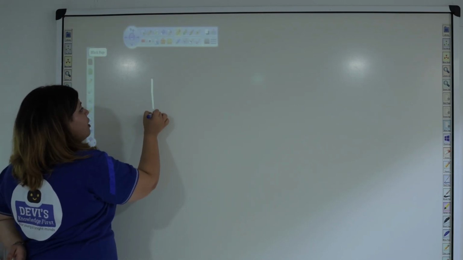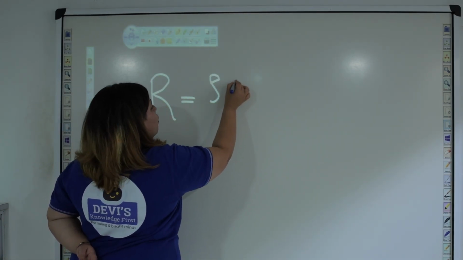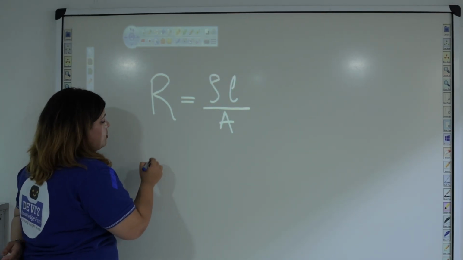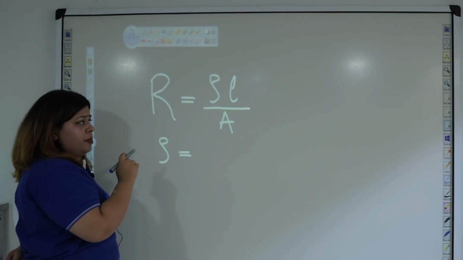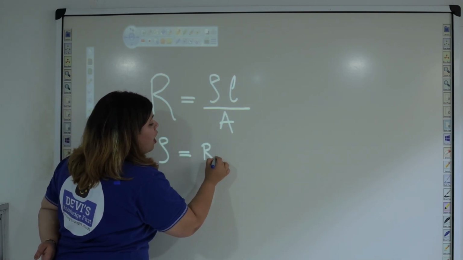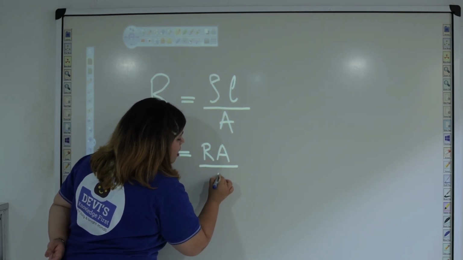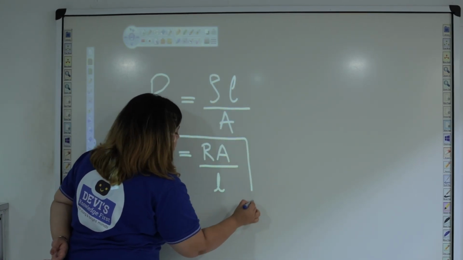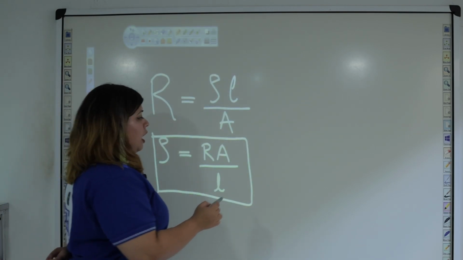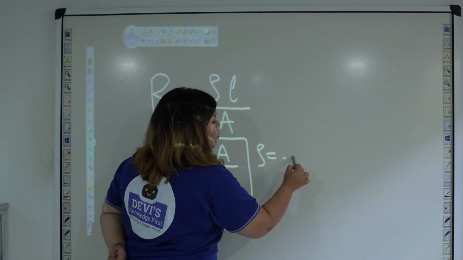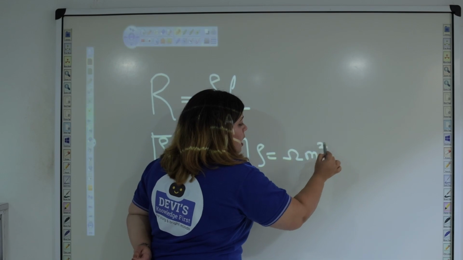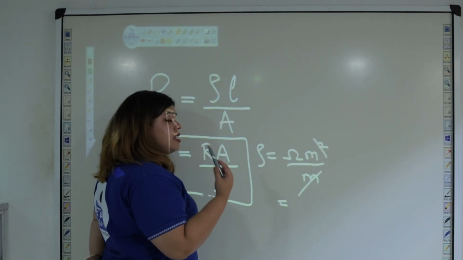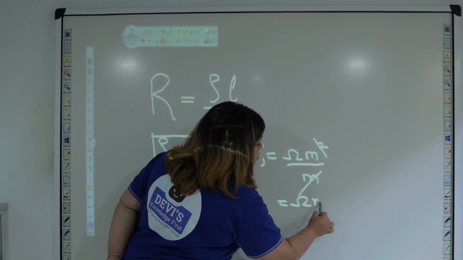Now we learned the formula for resistance as R is equal to rho L by A. What is the formula of specific resistance? You can just rearrange the formula and write it as rho equals R A by L. When I want to get the unit of it, I can say rho is equal to ohm meter square over meter. So this gets cancelled and you get the specific resistance unit as ohm meter.